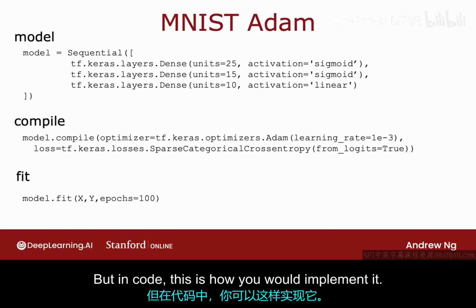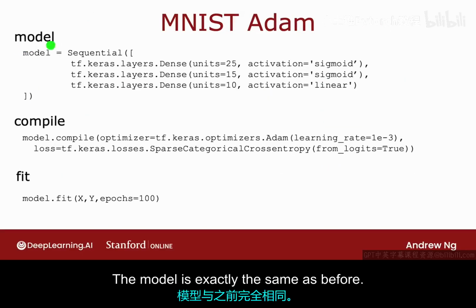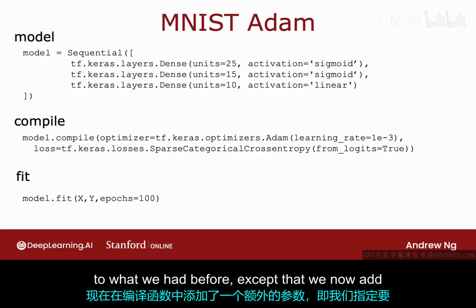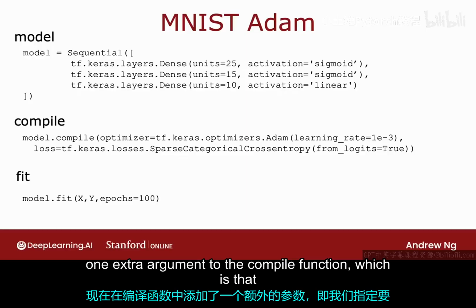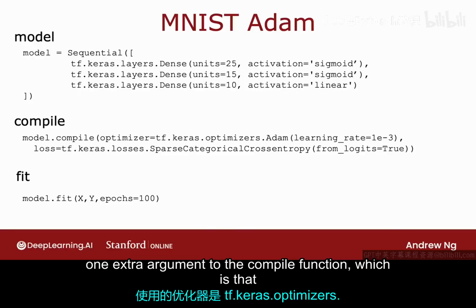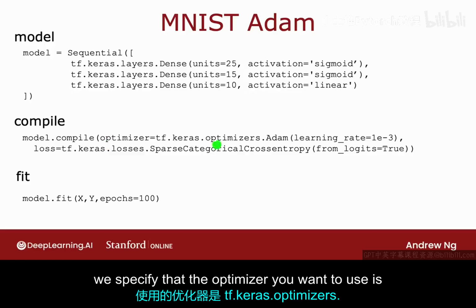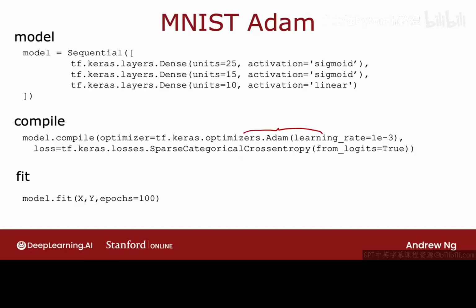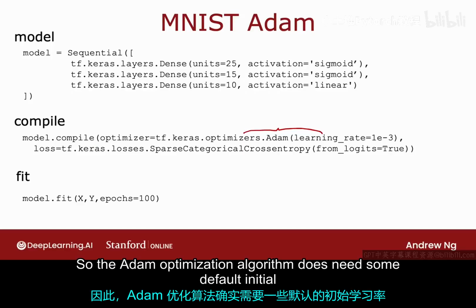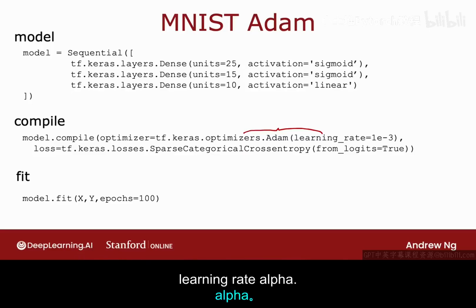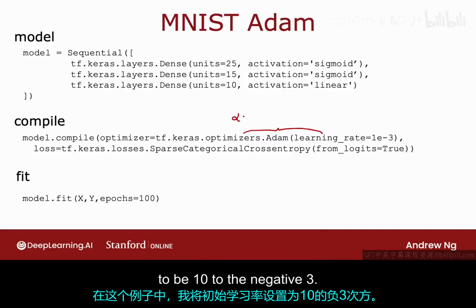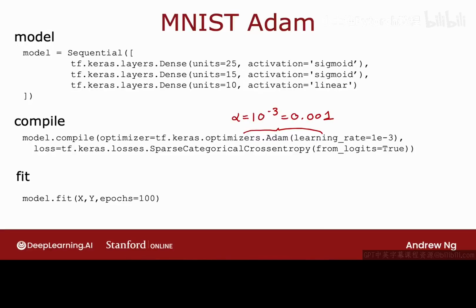But in code, this is how you would implement it. The model is exactly the same as before, and the way you compile the model is very similar to what we had before, except that we now add one extra argument to the compile function, which is that we specify that the optimizer you want to use is tf.keras.optimizers.Adam. So the Adam optimization algorithm does need some default initial learning rate alpha. And in this example, I've set that initial learning rate to be 10 to the negative 3.